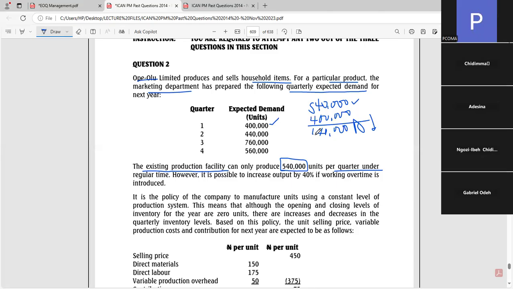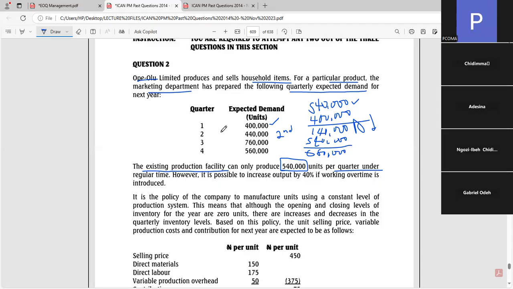In the second quarter, what will this closing stock be? It will be an opening stock, sir. Opening stock in the second quarter. Now, will you not still produce in the second quarter? What will you produce? 540. Please add it together. That's 680. That's the total quantity of goods that you have now in your warehouse. This is the second quarter, 680,000.